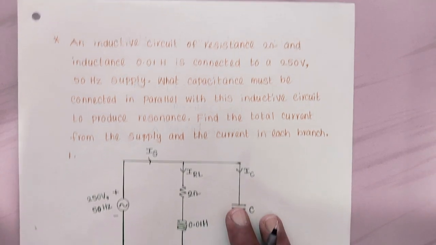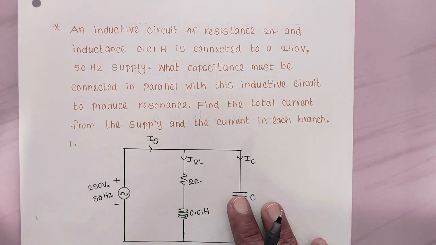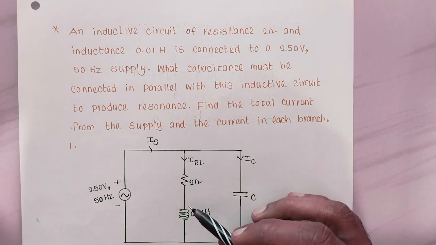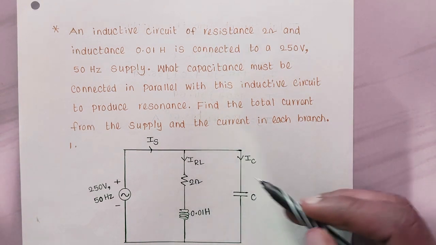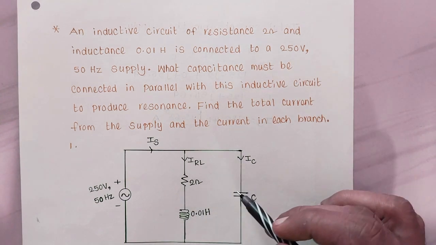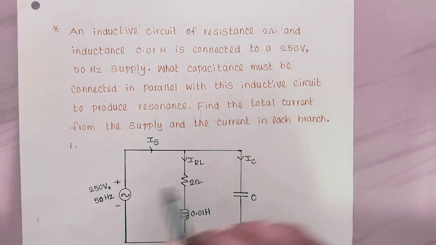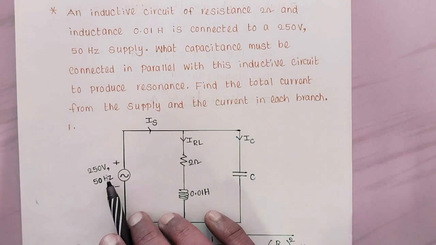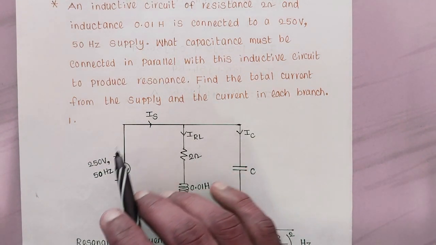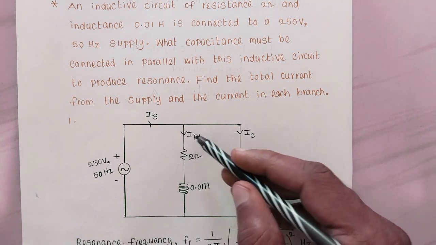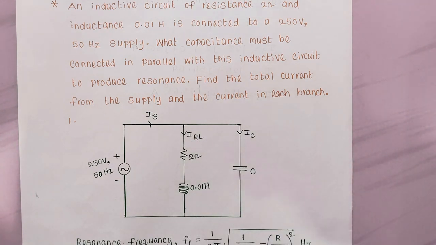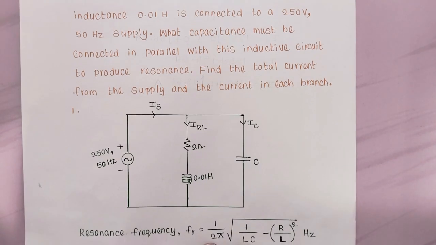Here, the RL circuit and the capacitor circuit are connected in parallel. So this is the RL circuit, and this is the capacitor circuit. Those two are connected in parallel, and that combination is connected to a voltage source of 250 volts 50 Hz. Is is the current coming from the source, IRL is the current in the RL circuit, and IC is the current in the capacitor circuit.